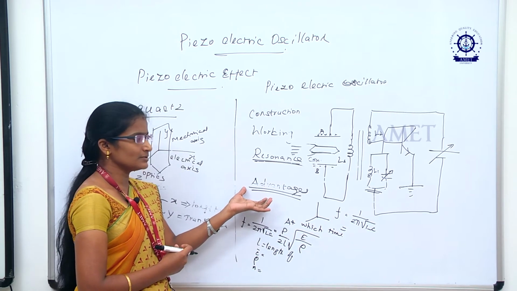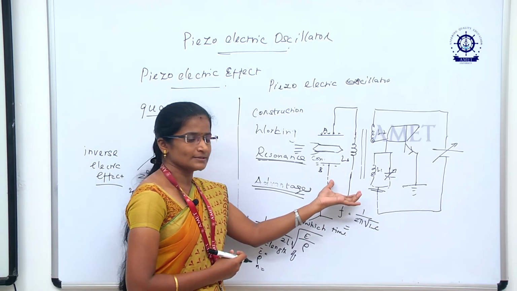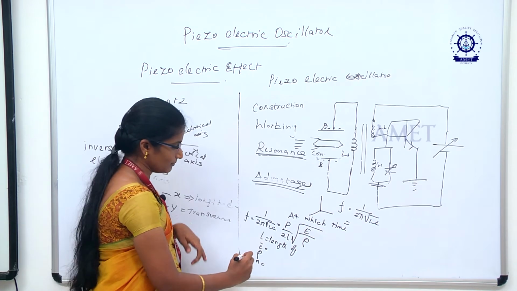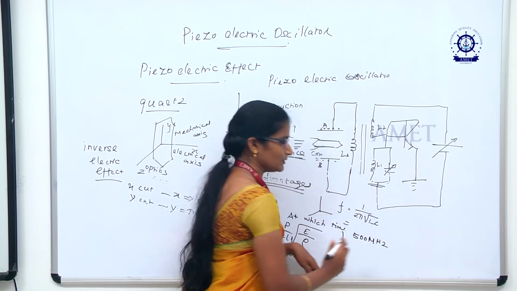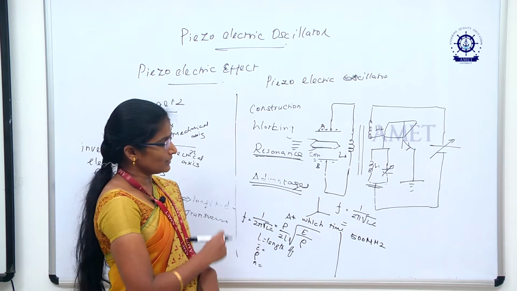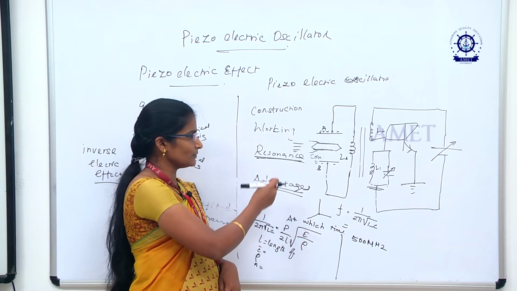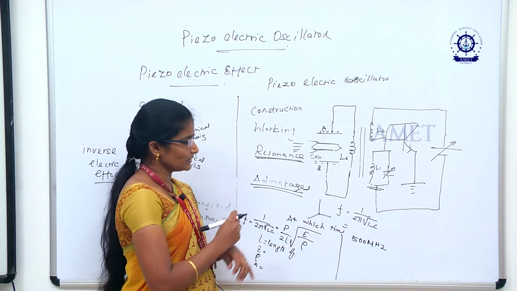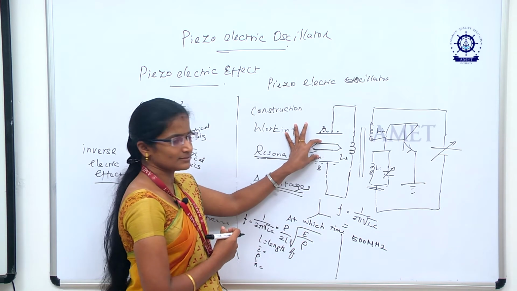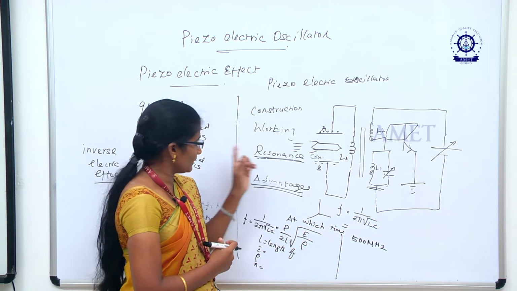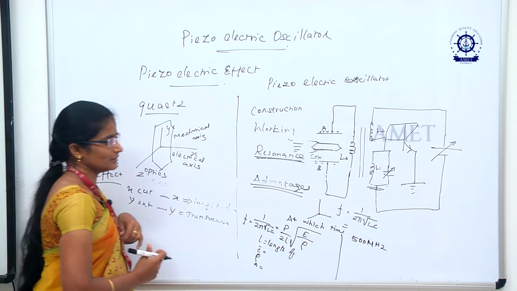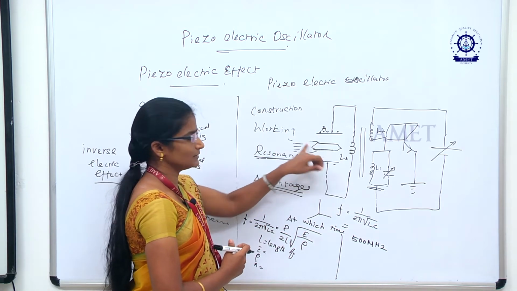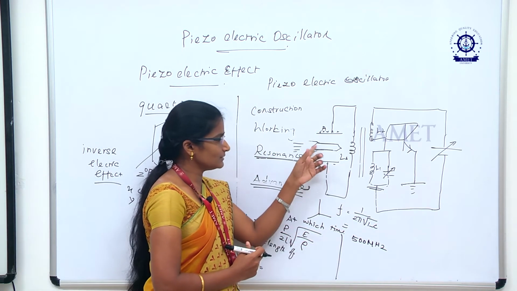And what is the advantage? By using this oscillator we can produce ultrasonic waves of a maximum of 500 megahertz frequency. What is the main disadvantage of using this crystal? Cutting the crystal is quite difficult, and the cost of the crystal is high. Already we saw the X cut and Y cut of the crystal. So the cutting is quite difficult in the quartz crystal and the cost is also very high.